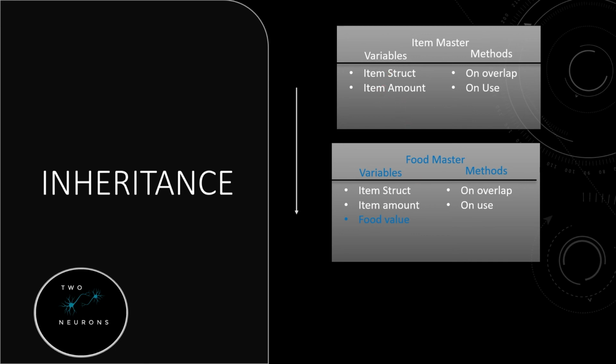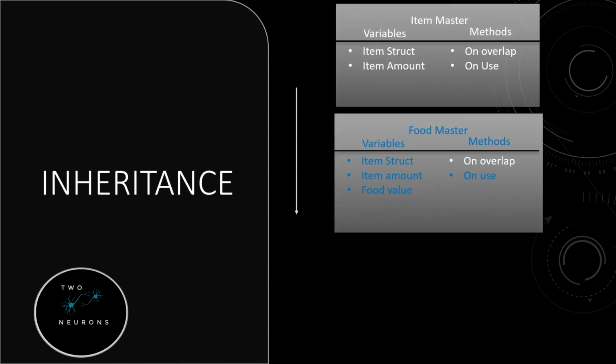So that's the first thing. We've already covered that. But not only do we get access to the variables and methods of the item master and food master, we are able to override those values. So we're able to override our item structure. We're able to override the item amount. We're able to override what happens when we use the item. And of course, again, as you know from earlier, our food master is an abstracted class. So we have to have yet another child.